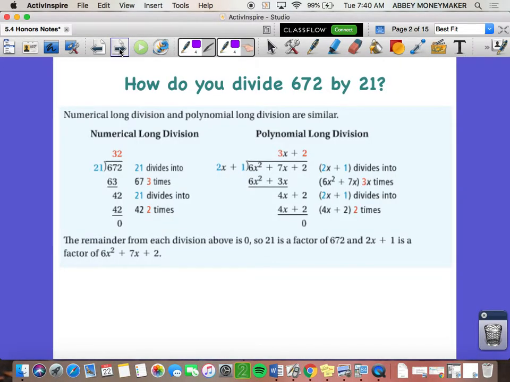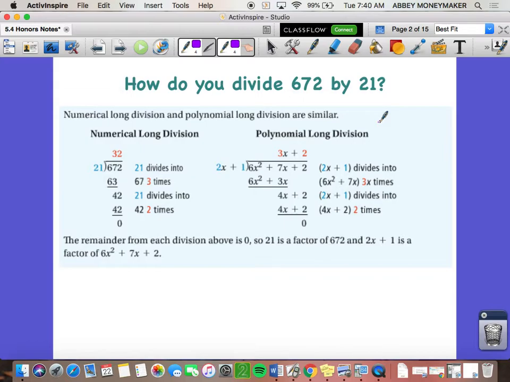So the essential question here for this slide is, how do you divide 672 by 21? Numerical long division and polynomial long division are very, very similar, and you're going to be able to see how similar they are with the side-by-side comparison here.